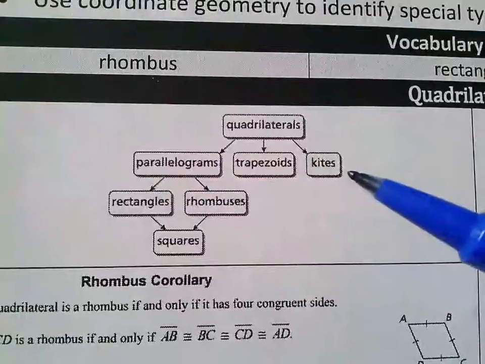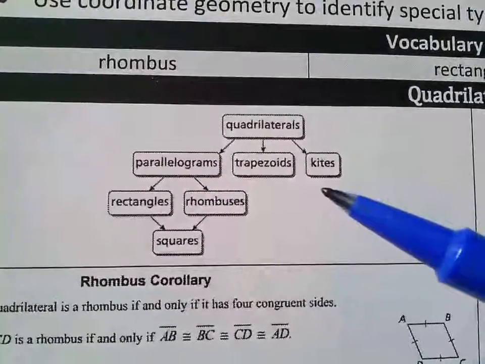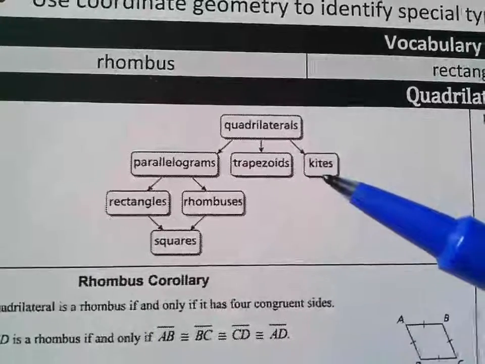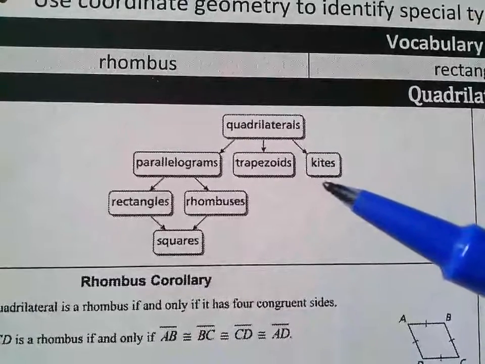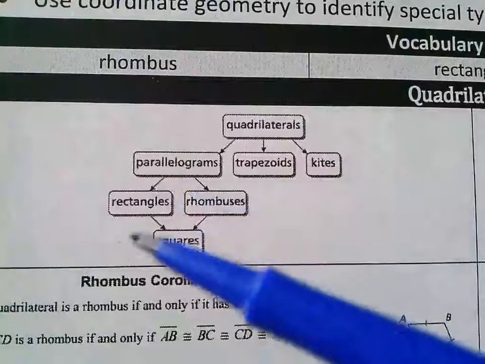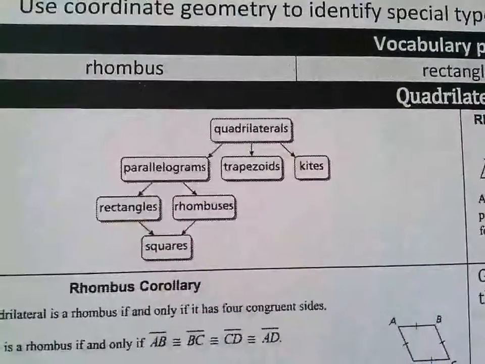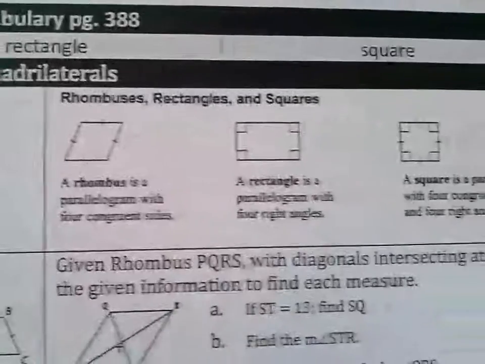And then trapezoids and kites are our next section, and we'll do those separately. So trapezoids and kites, that's 7.5, and we'll get to that in the next lesson. So today we're going to concentrate on rectangles, rhombus, square. So take a look at the figures.